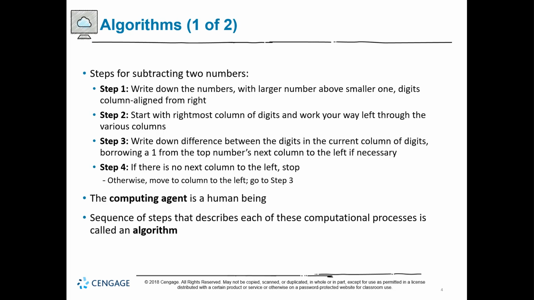So the computing agent, the one acting on behalf of the user, is typically a person. It's a human. A sequence of steps that describes each of these computational processes is called the algorithm, the actual process.